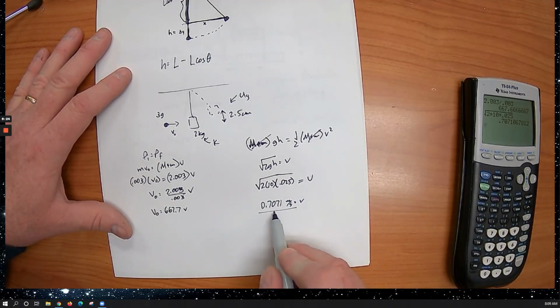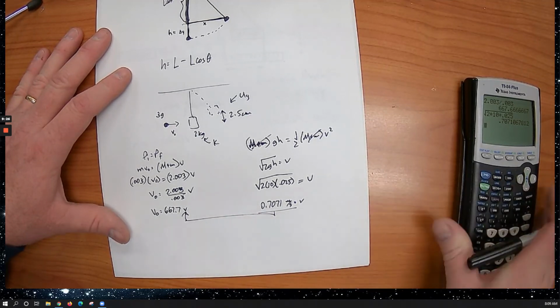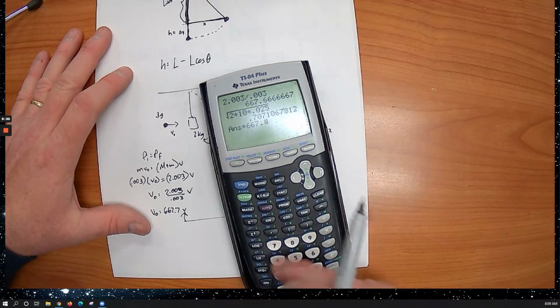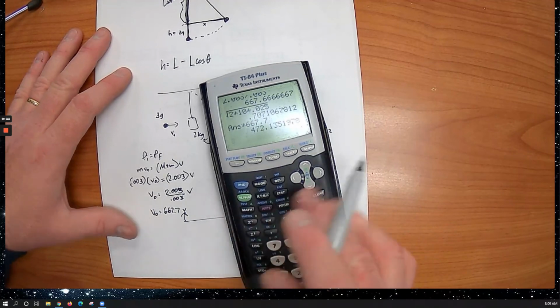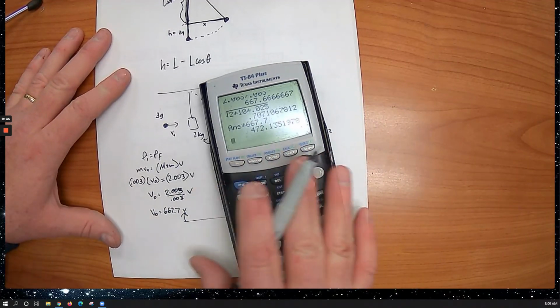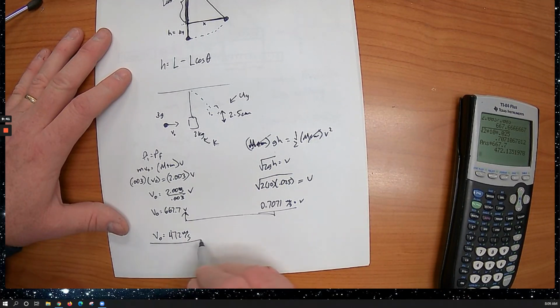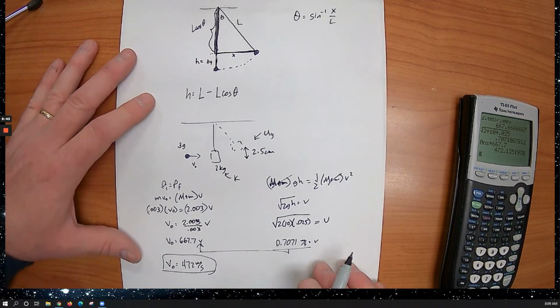I'm going to take that v, that's v after impact, and plug it in here. So I'm going to take this answer, multiply by 667.7, and I then get the initial speed of the bullet is 472 meters per second. And that is how you solve a ballistic pendulum problem.